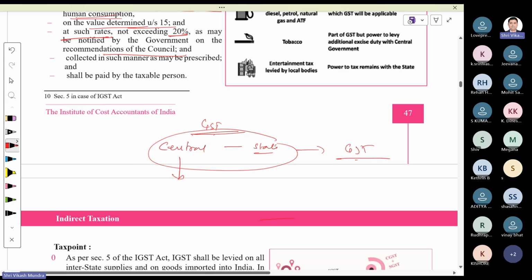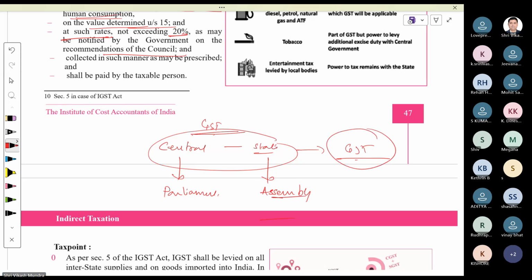provide a bill before parliament. Okay. If the respective state government wants to change any law related to their subject, they will pass a bill in their respective assembly. Yes or no? But think about GST. This is managed by both governments, central as well as various state governments, combinedly, jointly.